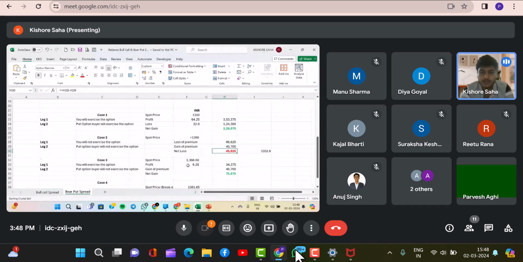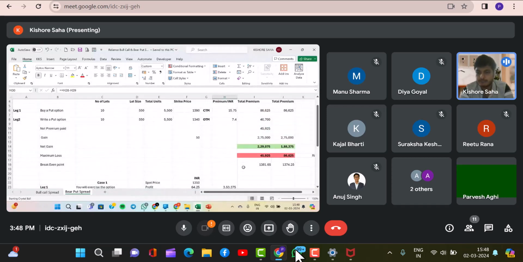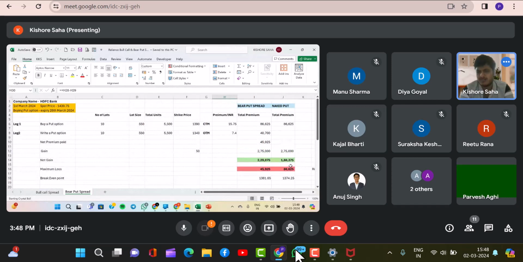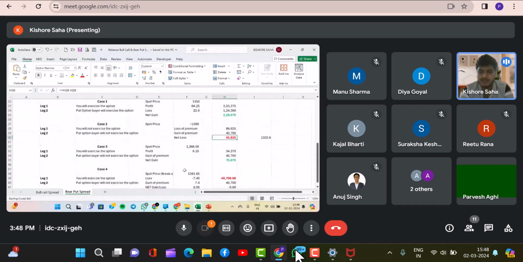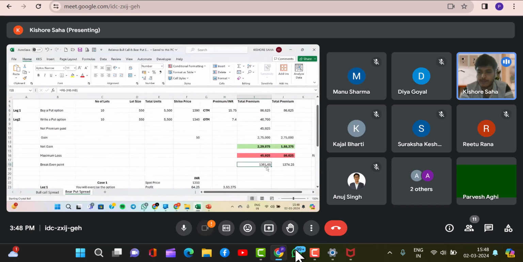In case 3, I am assuming the spot price is 1368, which is something less than the naked put break even. And we can see here we have a profit of 75,075 rupees.